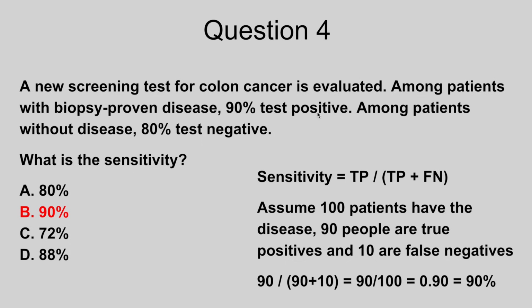So if we assume that there's 100 patients that have the disease, a 90% test result shows that 90 of these people are true positives, right? Because those are the ones that are biopsy proven. So 90 people are true positives, which means 10 are false negatives. So we take 90, which is the true positive rate, and we divide that by the true positives, which is 90 again, plus the false negative, which is 10. And we get 0.90, which is 90%.